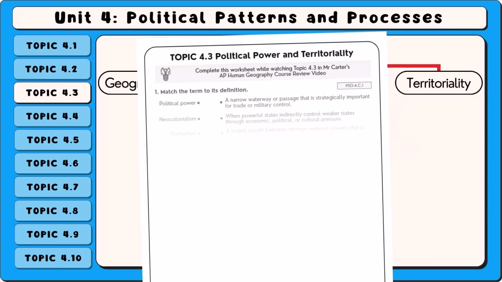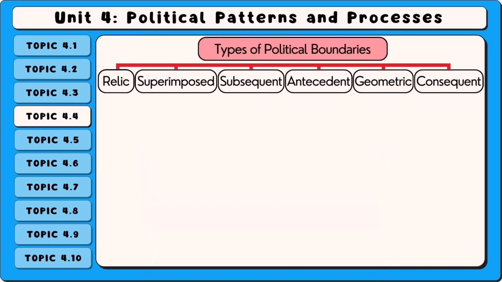That brings us to the end of Topic 4.3. If you're following along with the study guide, check your answers for this section using the answer key before moving on. And when you're ready, we'll move on to Topic 4.4. In this lesson, we will explore how political boundaries are defined and classified.